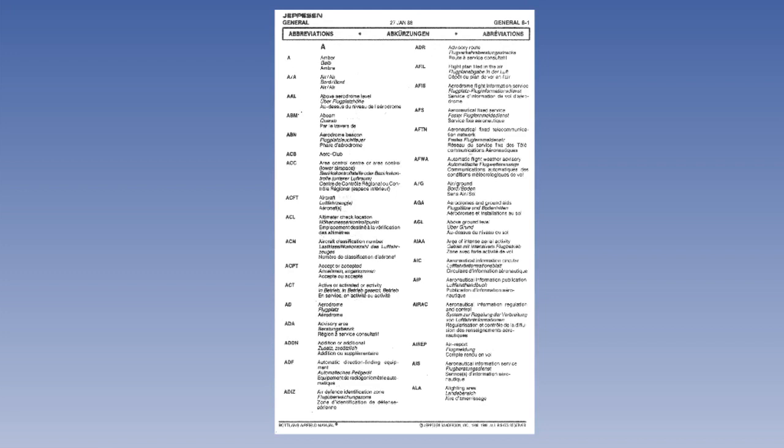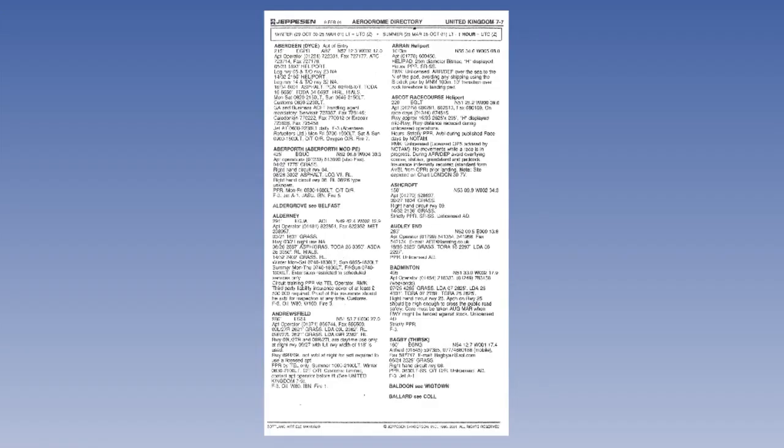We can now turn to section 7, which contains the aerodrome directory. Each country has its own directory, and the aerodromes within that country directory are listed alphabetically. In the student's version of the Jeppesen manual, the United Kingdom directory should be found immediately after the abbreviations section.